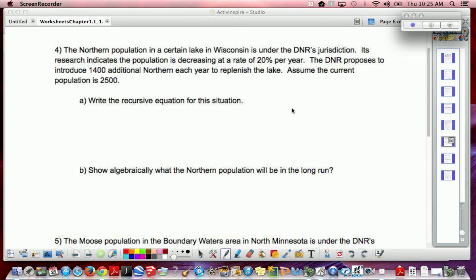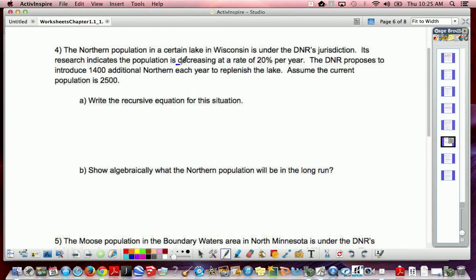Look at the backside of your worksheet here in the last two problems. Some application problems of these shifted geometric sequences. So on number 4 it says the northern population in a certain lake in Wisconsin is under the DNR's jurisdiction. Its research indicates the population is decreasing at a rate of 20% per year. I'm going to just underline that decreasing part because that's going to be important.